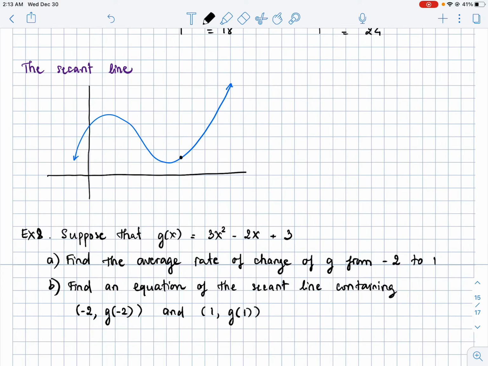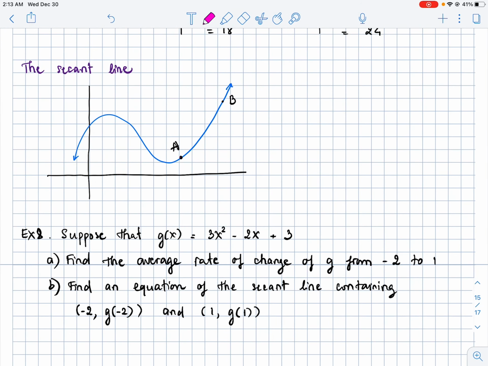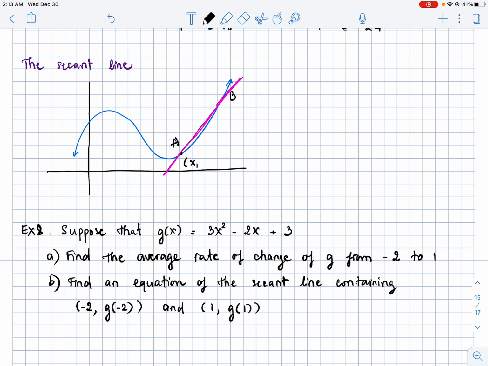For example, if we have the function below, and let's consider a point A and a point B on the graph, you connect the point A and the point B together, you will get a line, the pink line. If I ask you, can you find for me the equation of that line? To find the equation of the line, we need to find the slope of the line first, right?